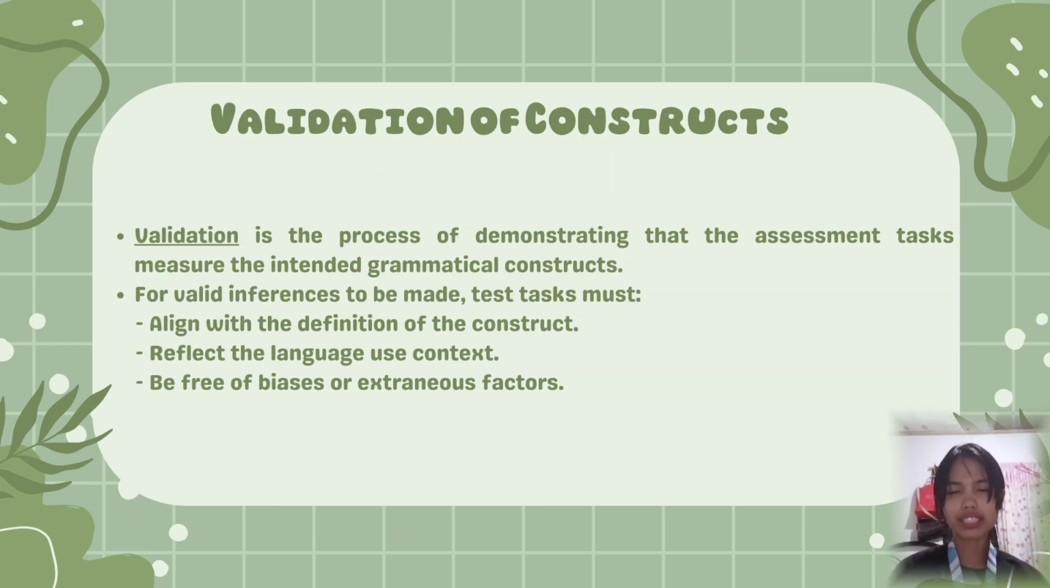Validation of constructs. Validation is the process of demonstrating that the assessment tasks measure the intended grammatical constructs. For valid inferences to be made, test tasks must align with the definition of the construct, reflect the language use context, and be free of biases or extraneous factors. Validation means checking if the test really measures what it's supposed to.